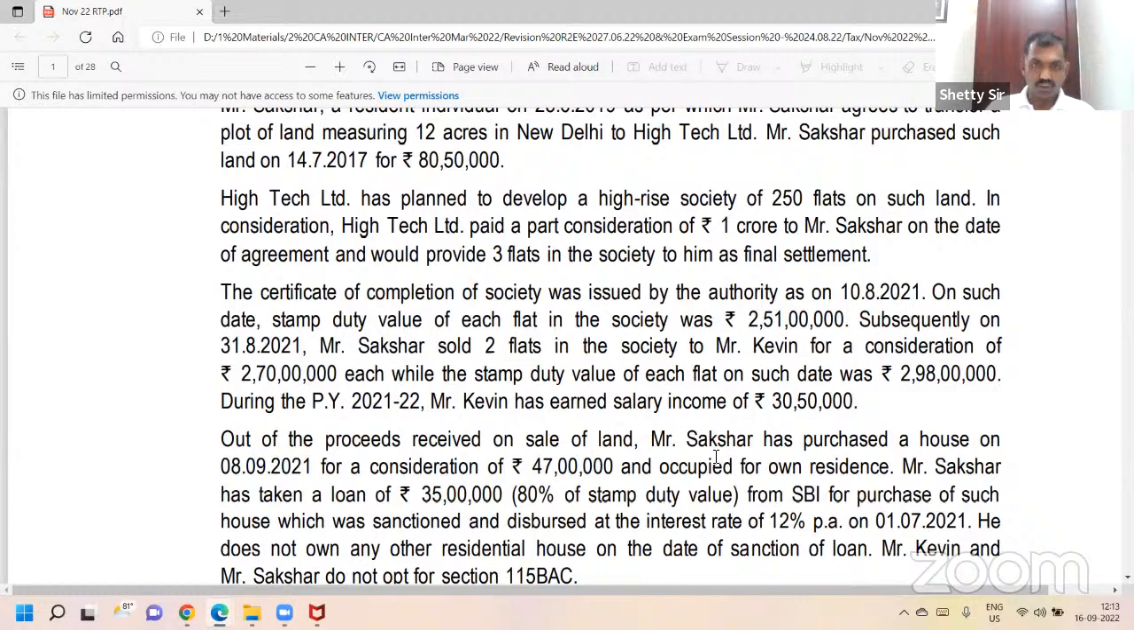Cost of acquisition is 251 into 2. Yes, sir, 251 lakh into 2, 502 lakh. What was the difference? 94 lakh. 94 lakh is STCG again, because it was held from 10/8/21 to 31/8/21. Not even 1 month that building was held.